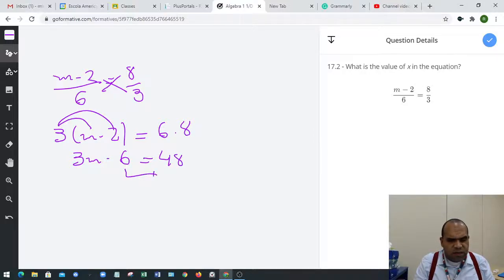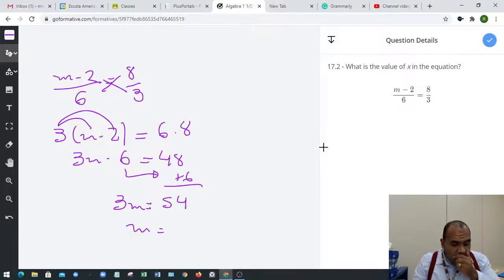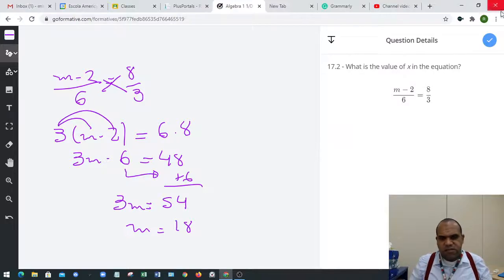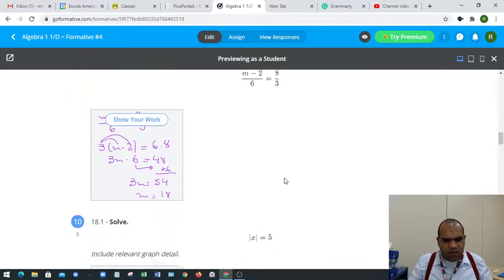I move this 6 by its opposite, plus 6. 3m equals 48 plus 6, it is 54. How many times does 3 go into 54? Let me check. 3 times 18: 3 times 8 is 24, carry 2. And 3 times 1 is 3, plus 2 is 5. So 54. Great, done. Let's solve it.